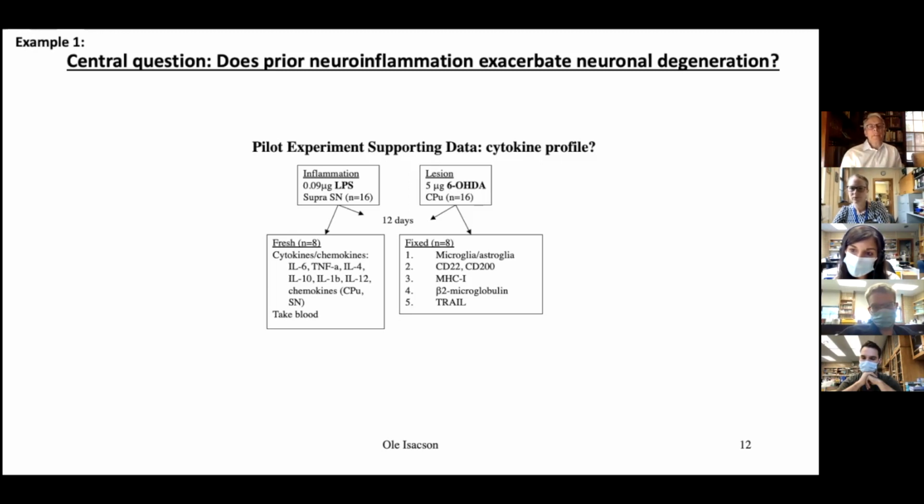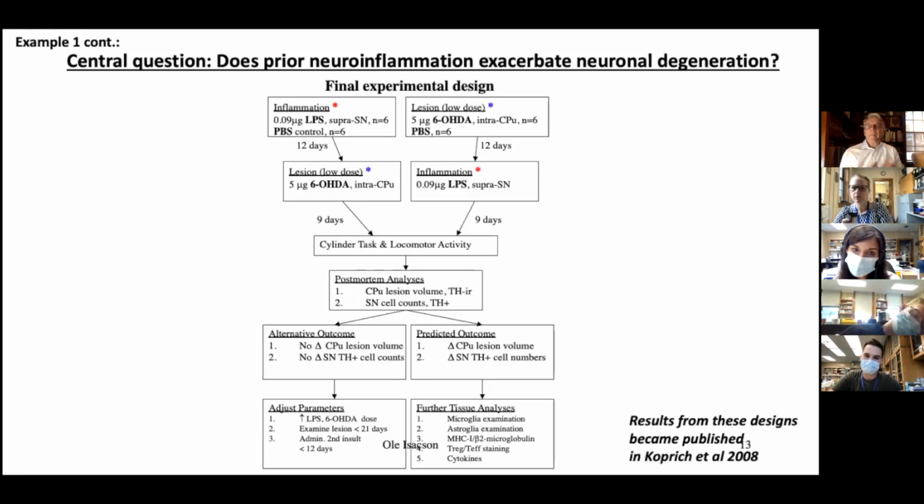But anyway, this pilot experiment generated a cytokine profile, which we then used extensively. We didn't develop the method ourselves. We sent it out and had it analyzed. But here you see interleukin 1 beta came up, for example, and other things. We also fixed tissue, and we studied a number of things and looked at these various outcomes. So the pilot experiment gave us hope for what to develop.